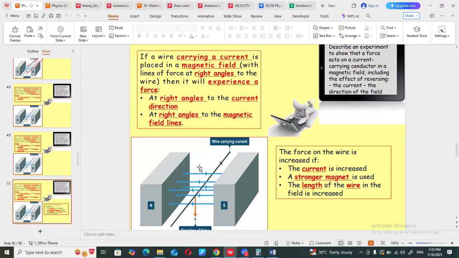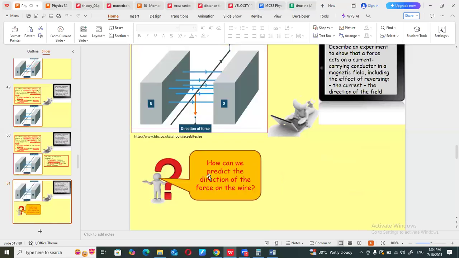And that force on the wire can be increased. Now, how do we increase that? If we increase the current, or you have a stronger magnet, or you can increase the length of the wire in the field. So there are three things you can do to increase the force, because as the force increases, the rotation will increase. That's what we will see in a few minutes. Now, how can we predict the direction of the force?